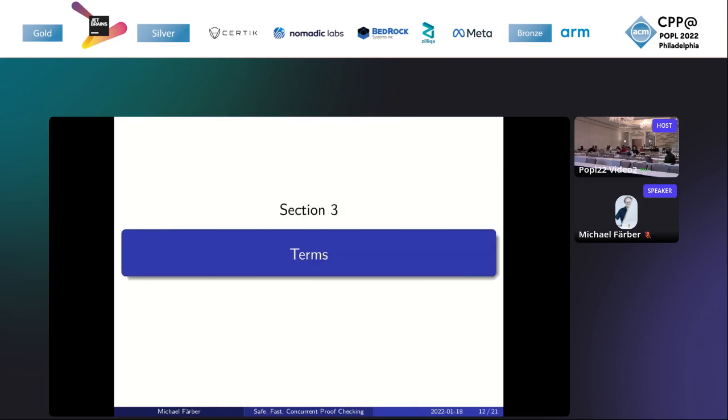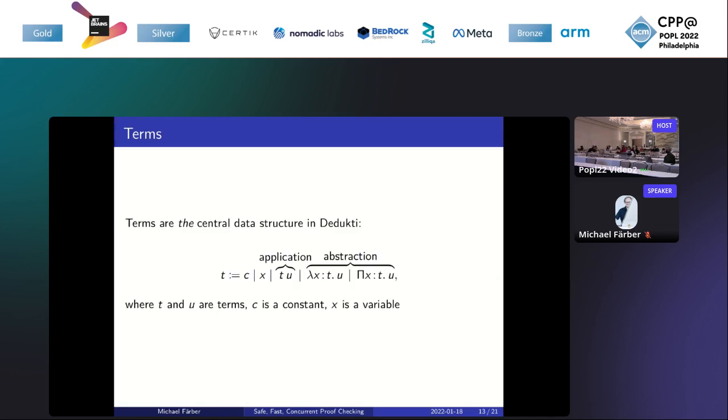Now, what is necessary to perform concurrent parsing and type checking? For this, I have to delve into terms. Terms are the central data structure in Dedukti. In a nutshell, a term is either a constant, a variable, an application, or a lambda or pi abstraction. Terms are inductive data types.